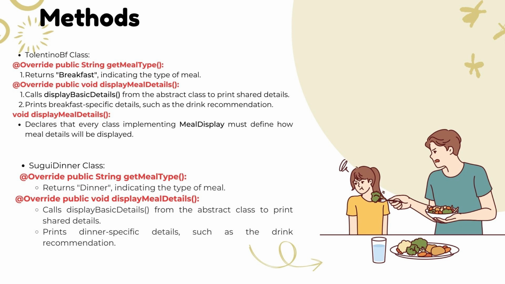Then, the Sugi Dinner class also uses the same method as in the Tolentino BF class. The only difference is that instead of breakfast, it focuses on dinner specific details. So essentially, while the structure and purpose of the methods are the same, the content that they display is tailored to the specific meal type they represent.